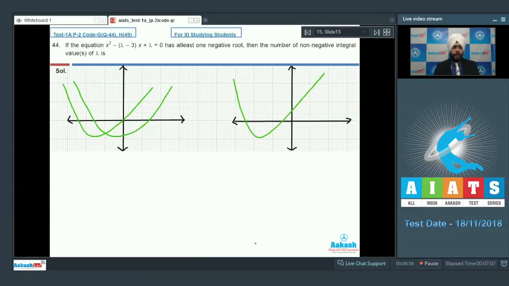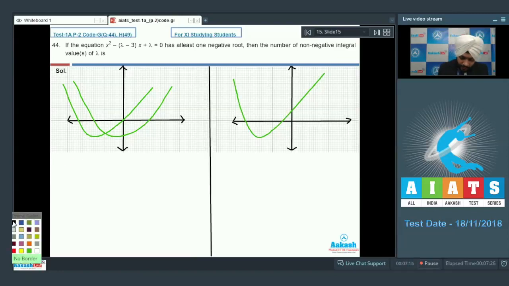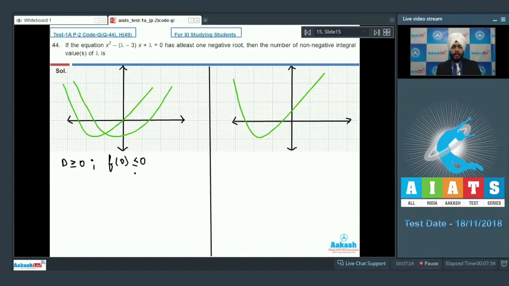Now, for the first case, I will have D greater than or equal to 0, first condition, then f of 0 less than or equal to 0. Either it will be negative or it will be exactly equal to 0. I cannot comment on the vertex here, because the vertex can be to the right of the origin as well. Over here, for the second case, D greater than or equal to 0 will be applicable, no doubt. f of 0 strictly greater than 0, then minus b by 2a less than 0.